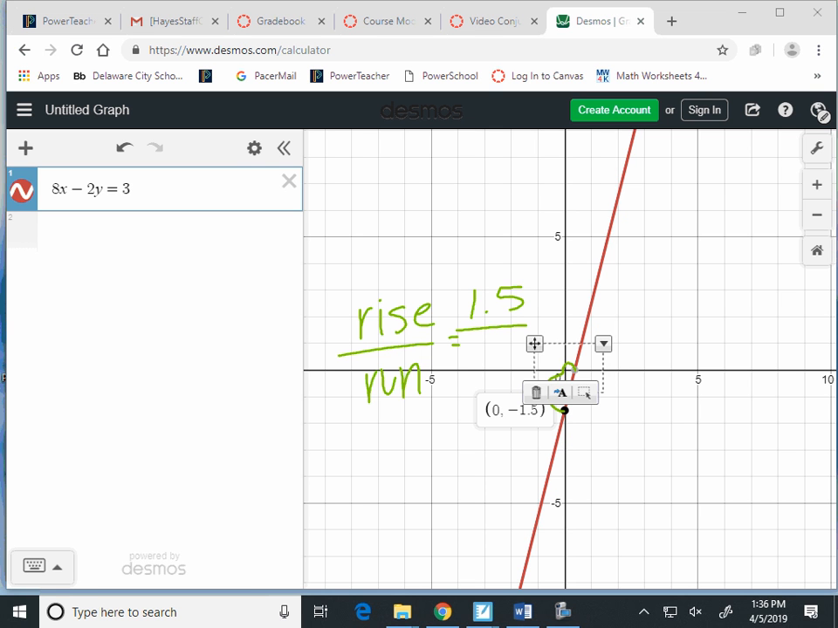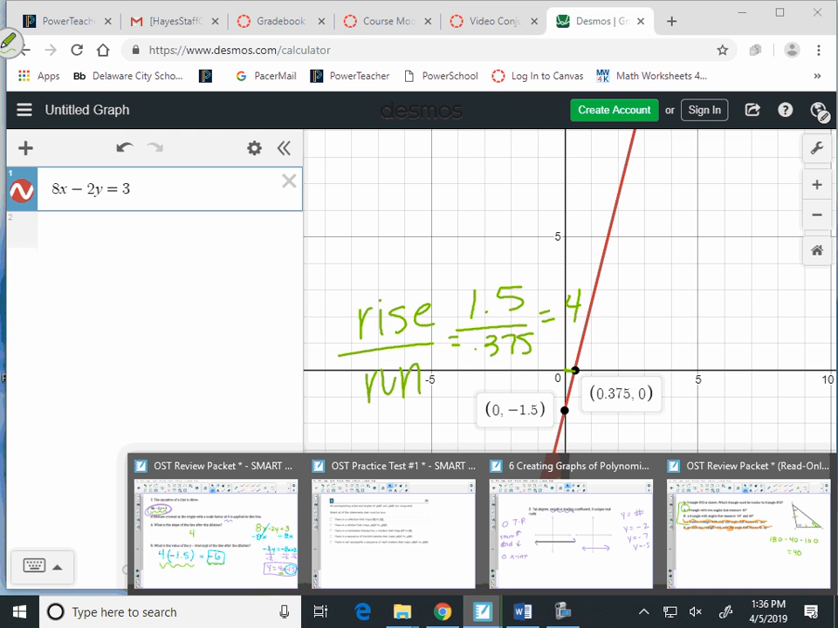let's take a look at what my x-intercept is. My run from 0 to my x-intercept is 0.375. So the length of your y-intercept is your rise, your x-intercept over is your run, and when you divide that in your calculator, 1.5 divided by 0.375 is 4.